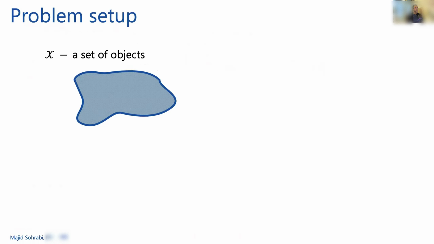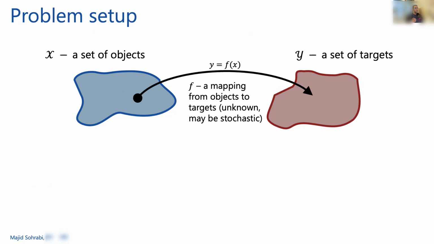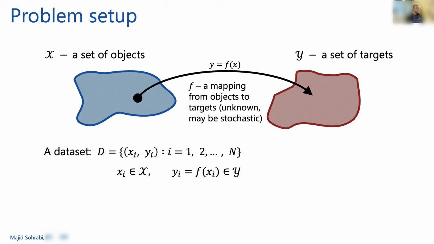Let's consider we have a set of objects which we denote as capital X. On the other hand, we have a set of targets which we denote as capital Y. And we know that there is a true dependency between the objects and the targets. This mapping we consider as f of x, which is unknown. And this type of function can even be stochastic in nature. Given x, we can receive a unique target for each object.